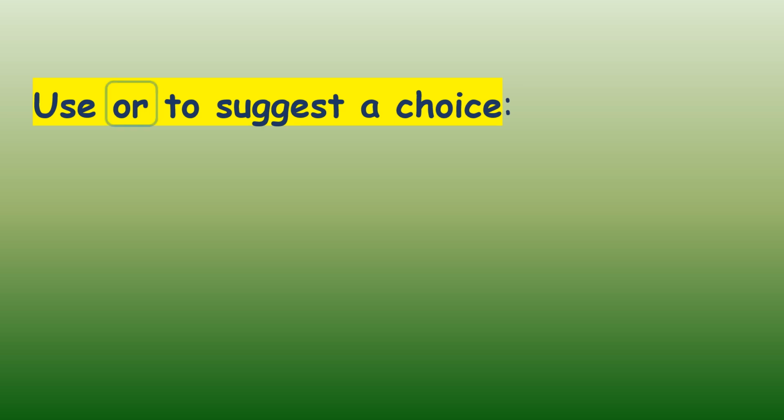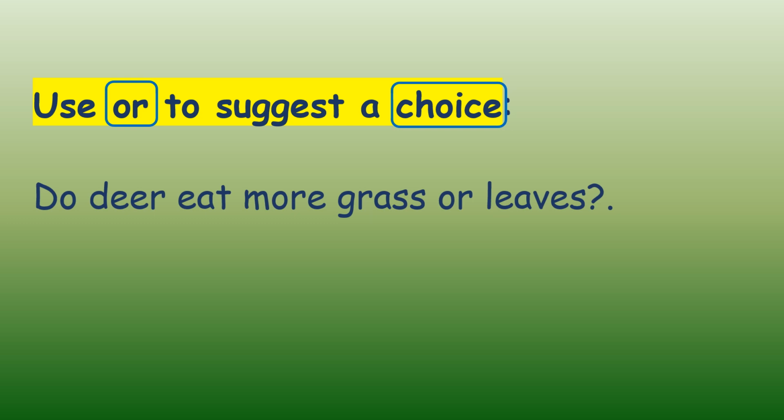Use or to suggest a choice. Example: do deer eat more grass or leaves? Grass or leaves are two choices. Like when your mother said, do you like vanilla or chocolate ice cream? Vanilla and chocolate are two choices that are joined with the conjunction or.